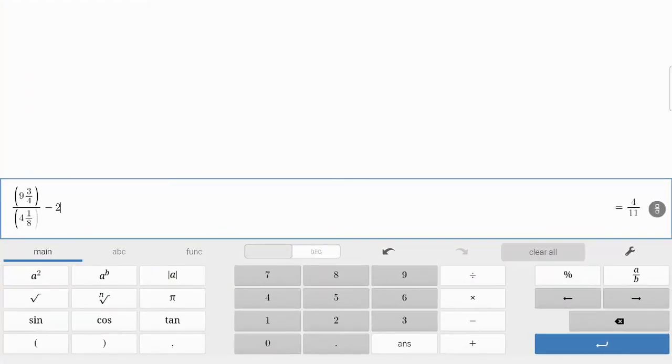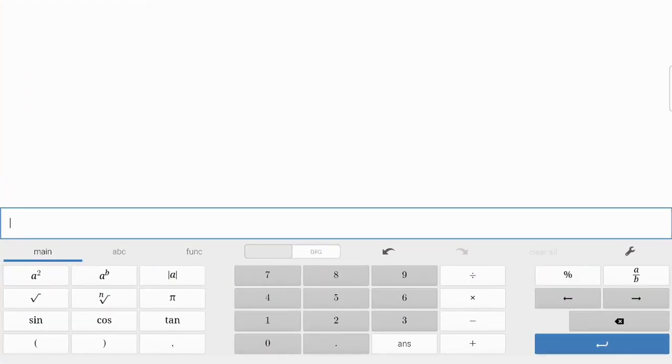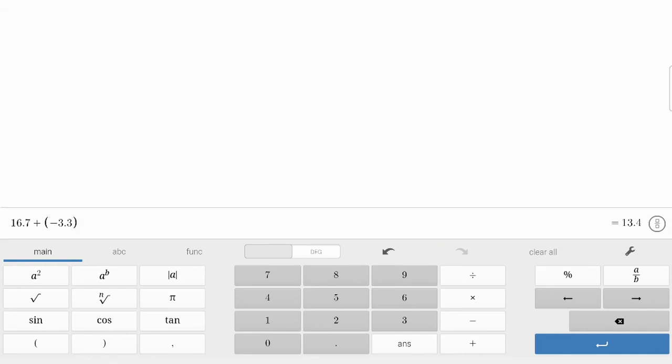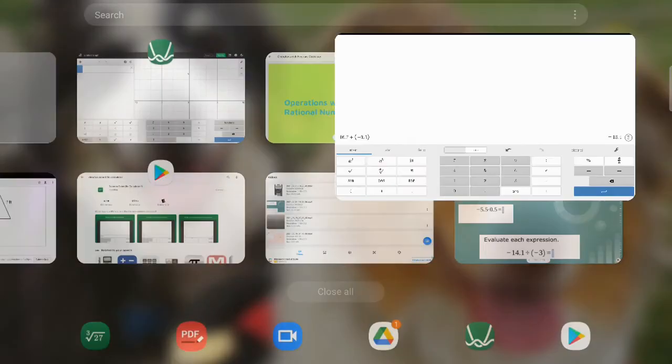I'm going to just do one more of these in our calculator. 16.7 plus parentheses, because it's included in the problem, negative 3.3. Close my parentheses. There's my answer. Now, if it doesn't say write your answer as a mixed number, I don't have to do that conversion, and I get 13.4.